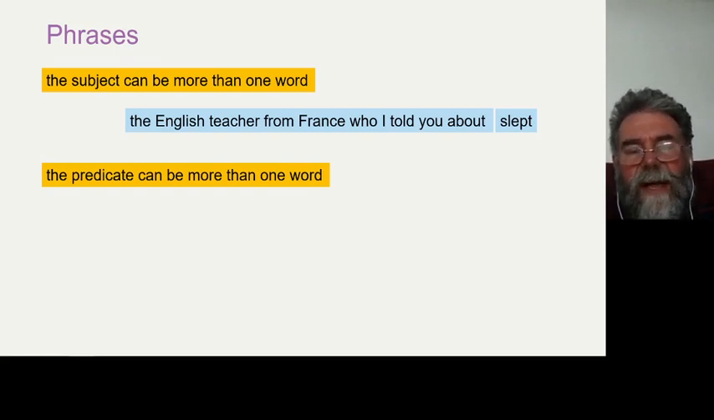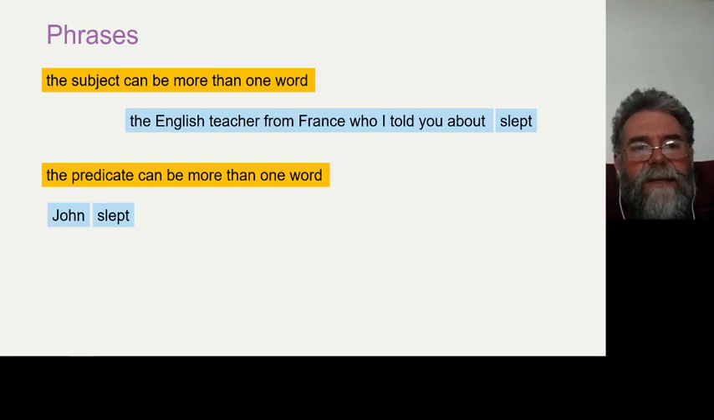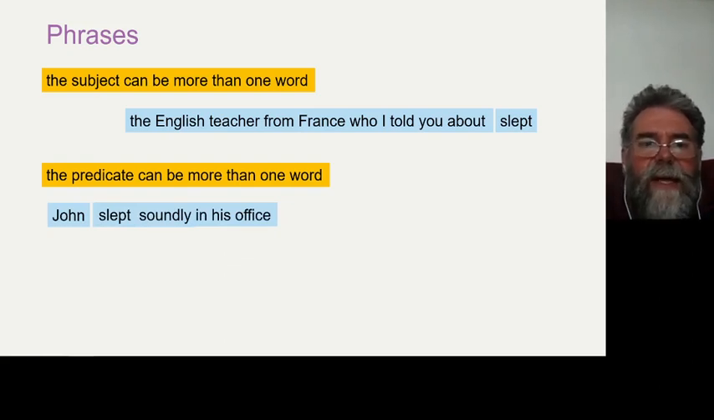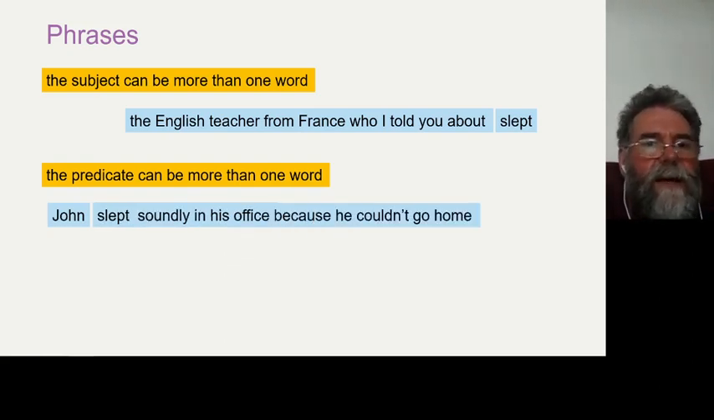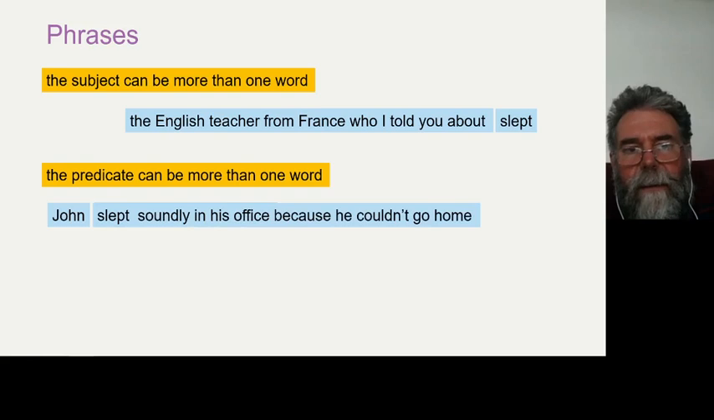So the predicate doesn't have to be just one word, it can be many. Let's take our sentence again, John slept. We can see that we can replace slept with slept soundly, or slept soundly in his office, or slept soundly in his office because he couldn't go home. So we can see again here, we can replace a single word with a group of words, and those words sit in exactly the same position as the single word does.